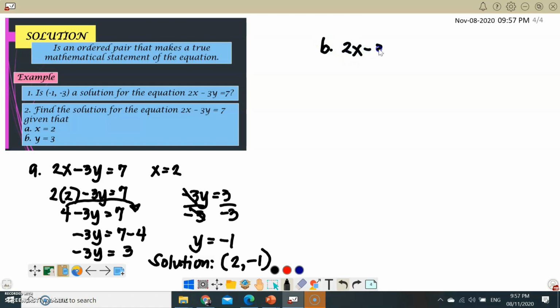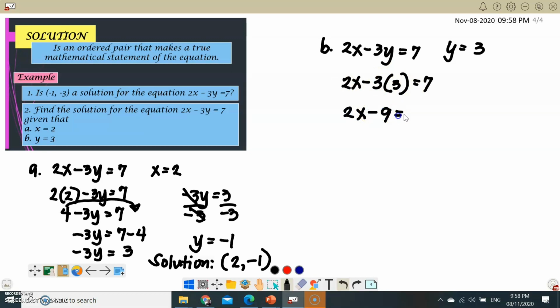2x minus 3y is equal to 7. The value of y is equal to positive 3. So substitute the value of y to the equation. 2x minus 3 multiplied by 3 is equal to 7. So 2x, negative 3 times 3 is negative 9, equals 7. So we transpose negative 9 to the other side of the equation. We have 2x is equal to 7 plus 9.